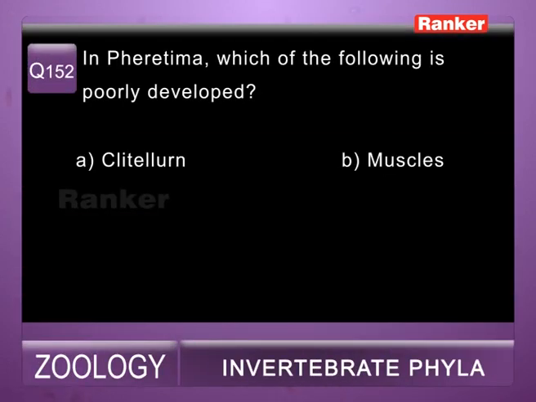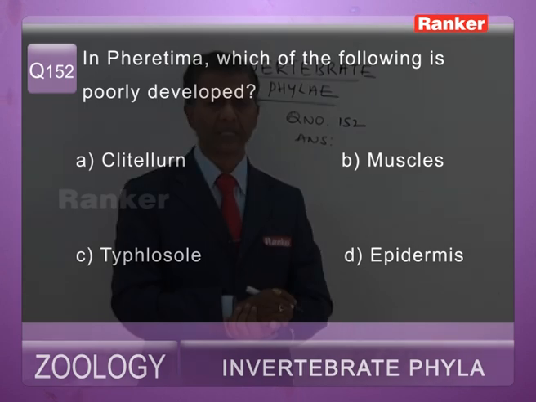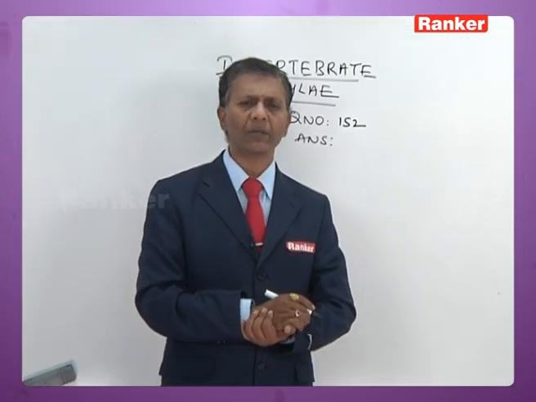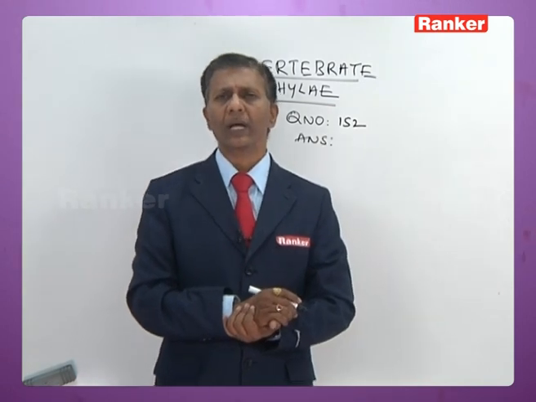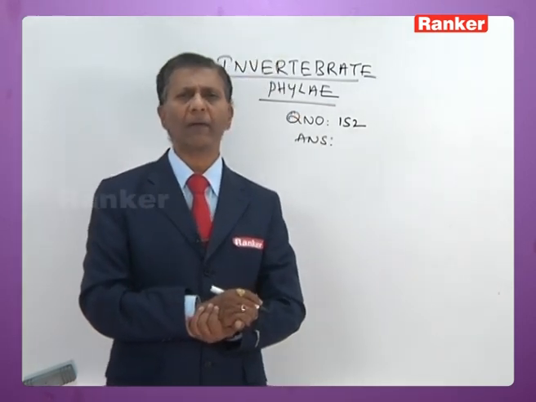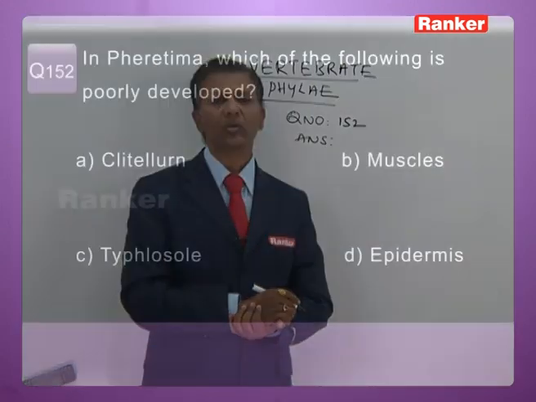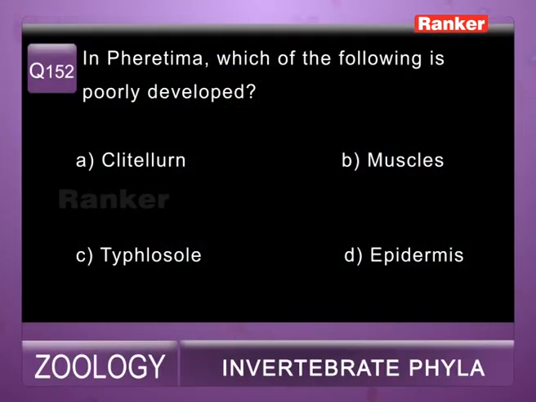Now 152, in Pheretima which of the following is poorly developed? A clitellum, B muscles, C typhlosole, D epidermis. Among these options, typhlosole is poorly developed in Pheretima, well developed in Megascolex. So among these options, the correct answer is C typhlosole.